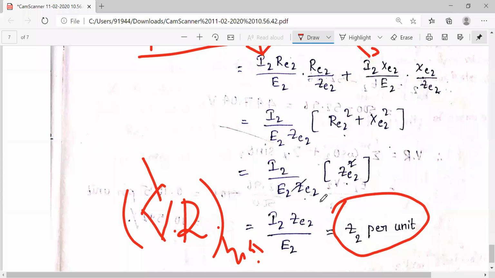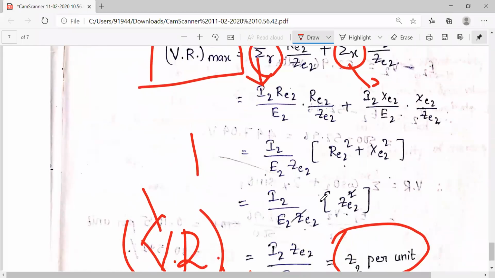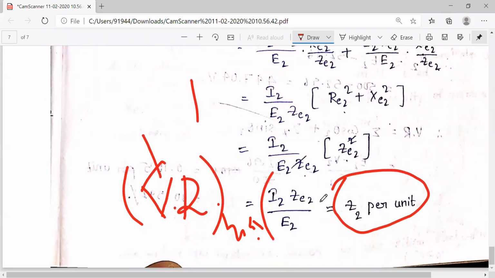This value, sigma R, is called per unit resistance. Sigma X is called per unit reactance. Sigma Z is called per unit impedance. So this is the condition for maximum voltage regulation and the value of maximum voltage regulation.